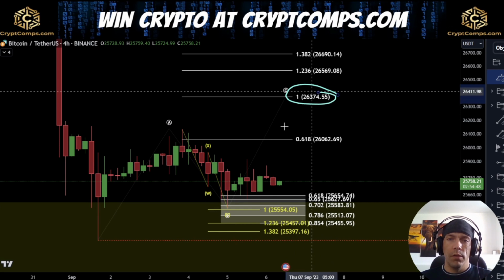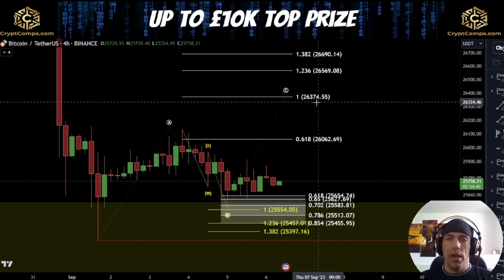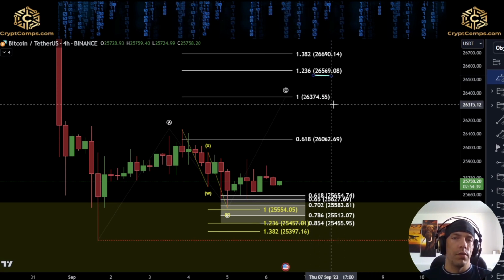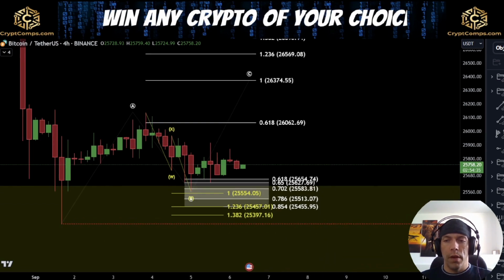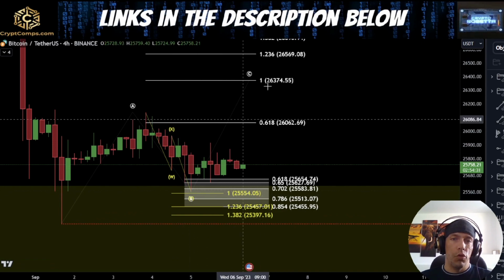Now, the common target for a C wave is between this 1-to-1 and this 1.236, which is sitting here at this 26,374 to this 26,569. If we do continue to hold this low of this 25,333, we can look for this potential to see a push to the upside.